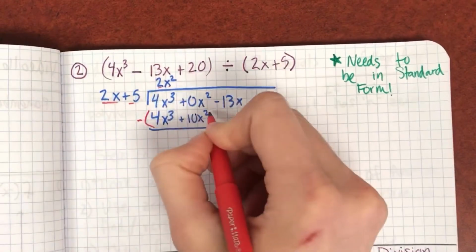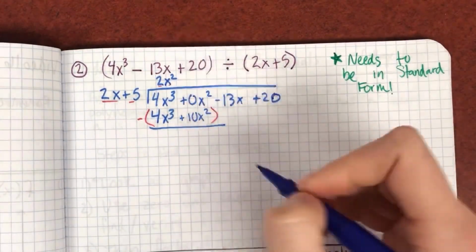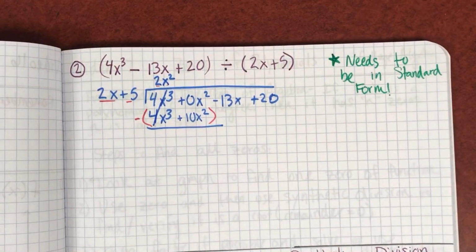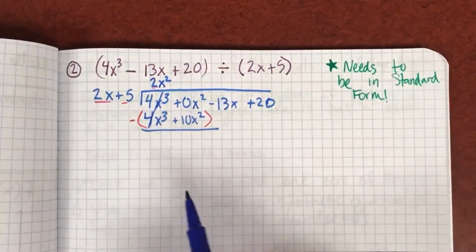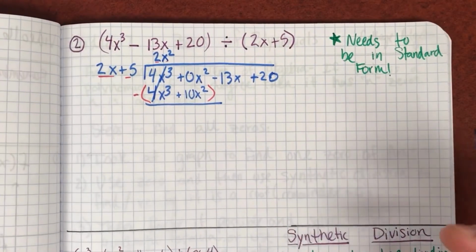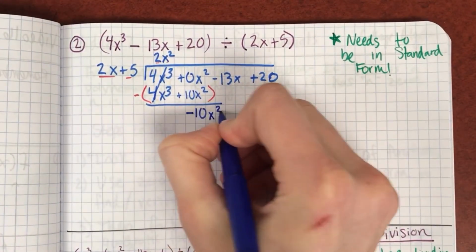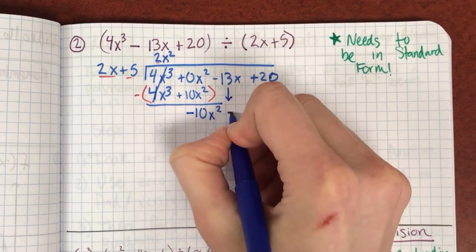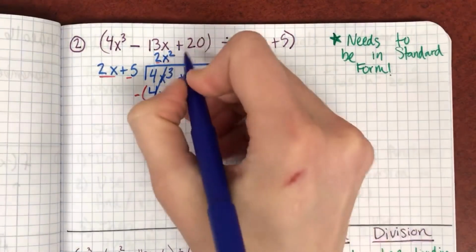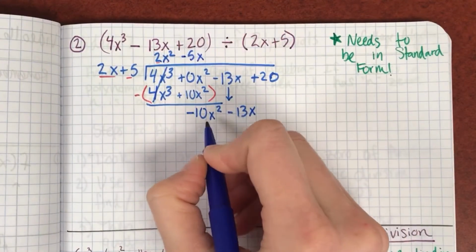Let's subtract this entire row, and our 4x cubes will cancel out. If our first term does not cancel out, then we've done something wrong. Okay, and then you'll need to check your work again. So I've got negative 10x squared, and we're going to drop down our minus 13x. Now, negative 5x times 2x will be negative 10x squared.